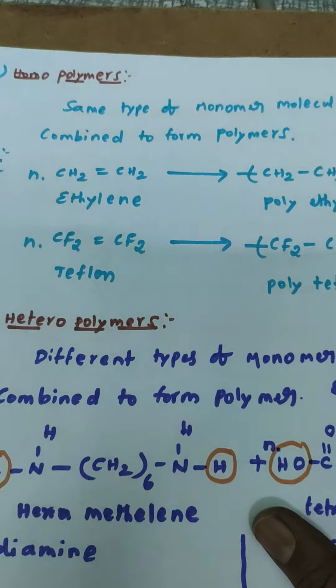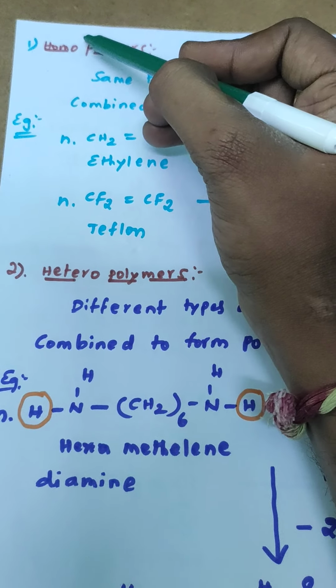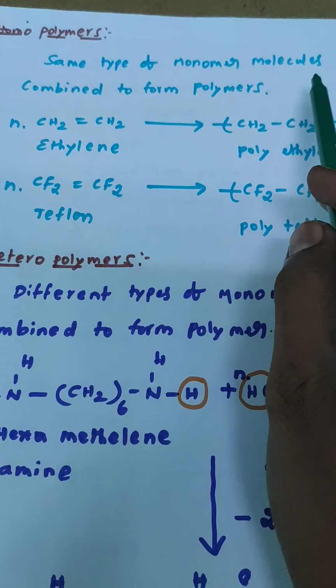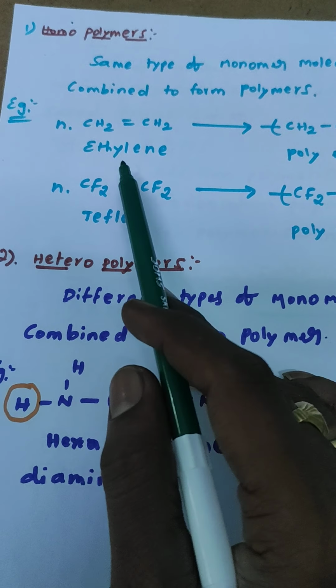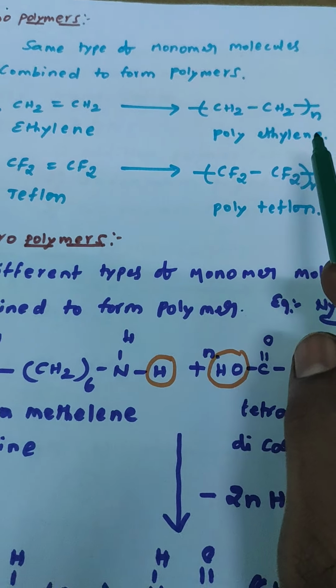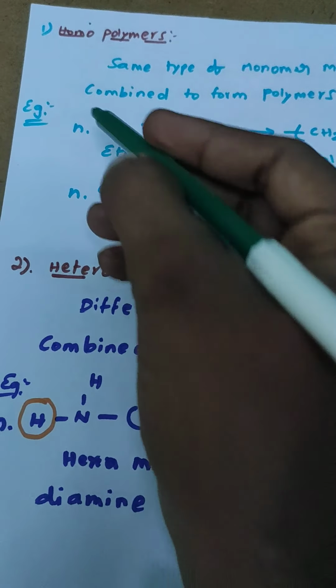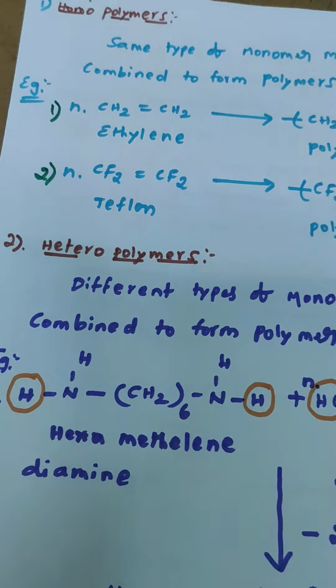What is meant by homopolymers? In general English terminology, the meaning of homo is same. So the same type of monomer molecules are combined to form polymers, and these polymers are said to be homopolymers. For example, ethylene is converted into polyethylene, and Teflon is converted into polyteflon. Here we are discussing two different examples: ethylene and Teflon.